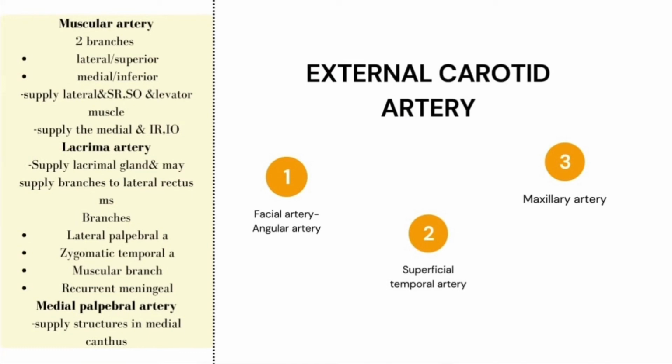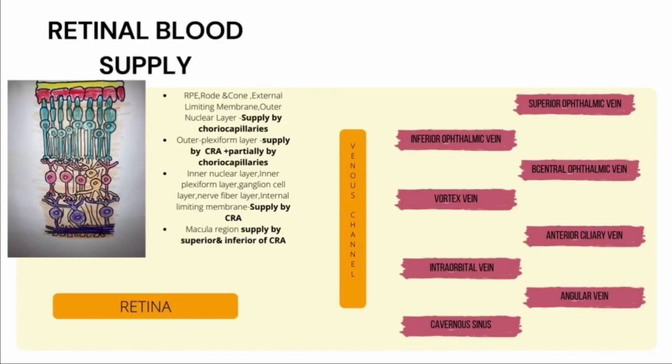Next, we move on to the external carotid artery. There are three arteries in the external carotid artery, which are the facial artery, superficial temporal artery, and also the maxillary artery. Next, retinal blood supply and also venous channels.